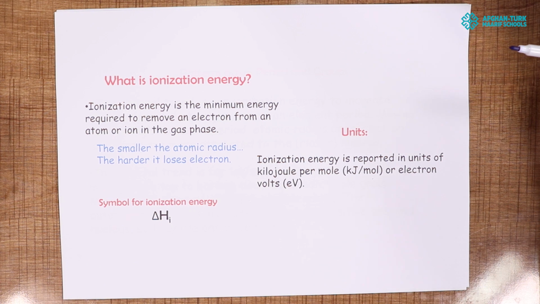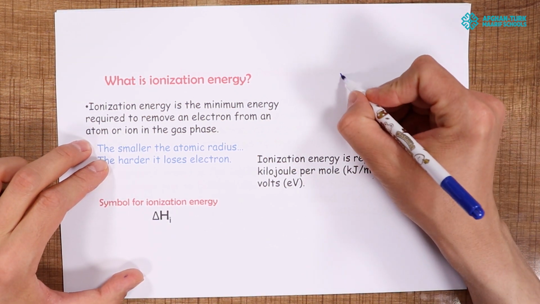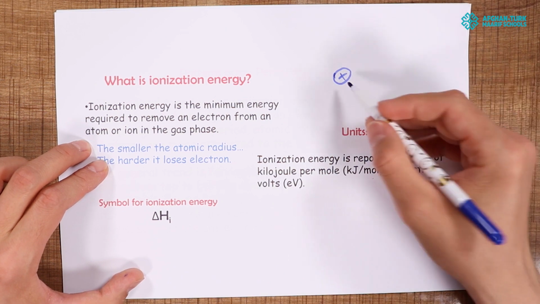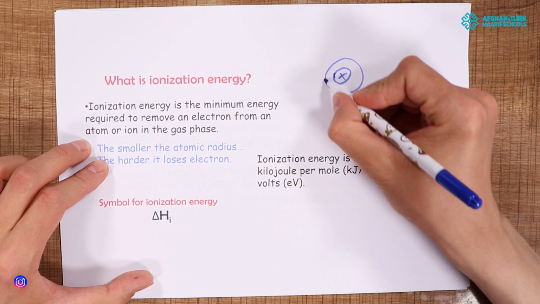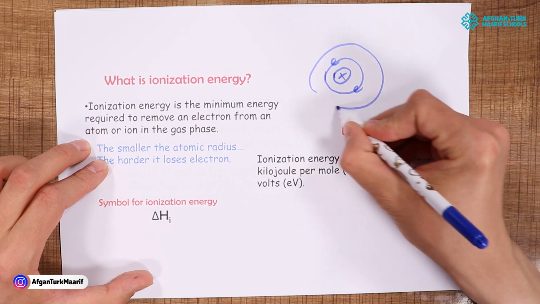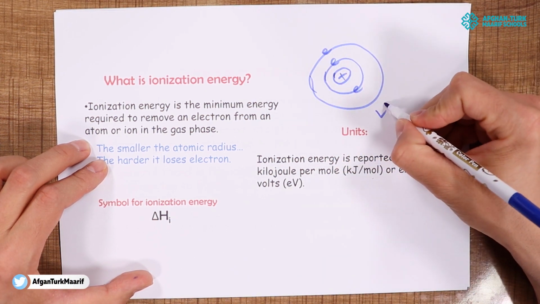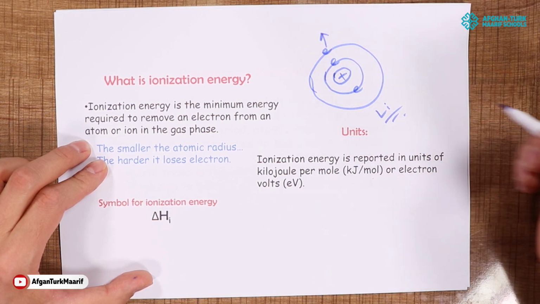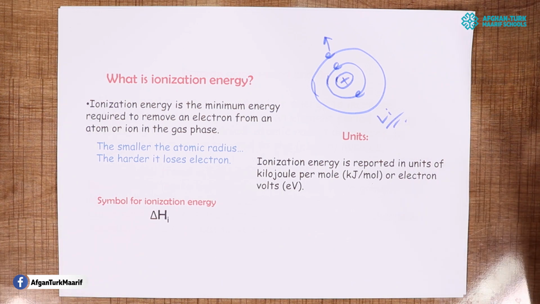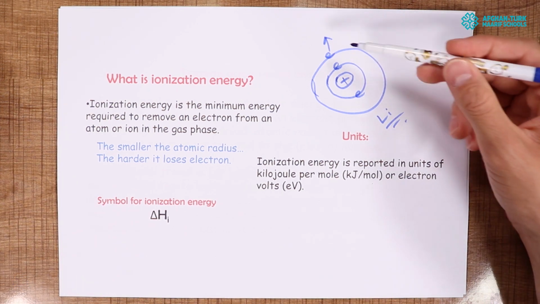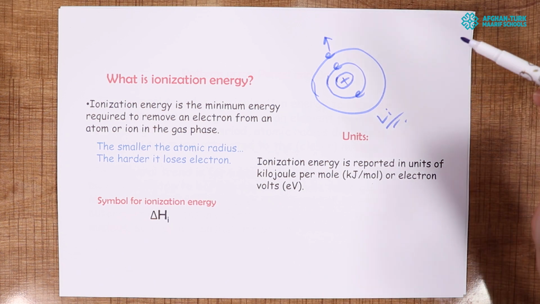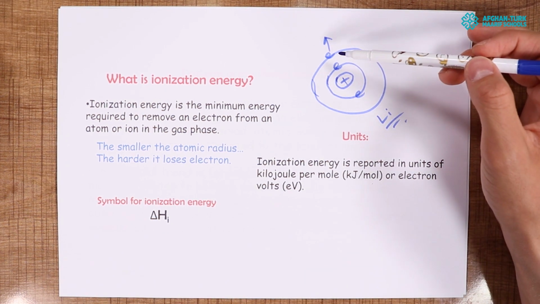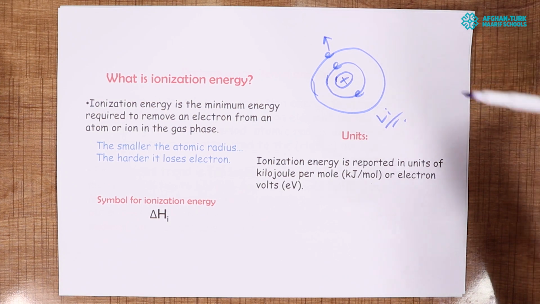Let me define it. Ionization energy is the minimum energy required to remove one electron from an atom or ion in a gas phase. For example, let me draw an atom over here. This is the nucleus, this is the first shell, and this is the second shell. Let's consider that this is a lithium atom. Now we want to remove this electron out of the shell of lithium. In this case, we need some energy because it doesn't want to leave the shell. So the energy that is needed to remove this electron from a single atom, we call it ionization energy.